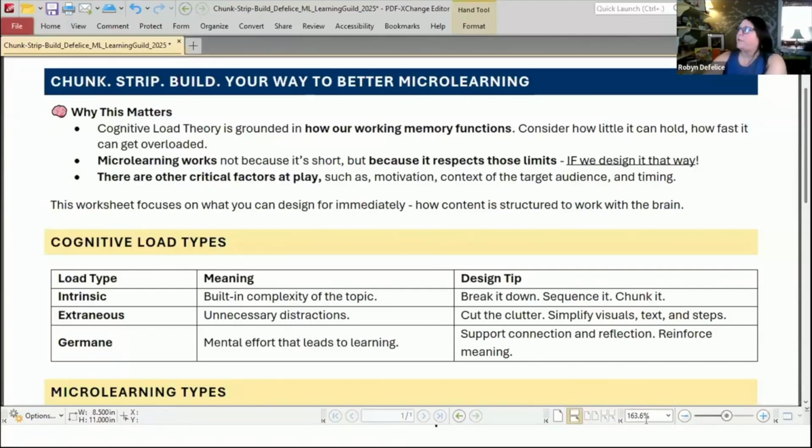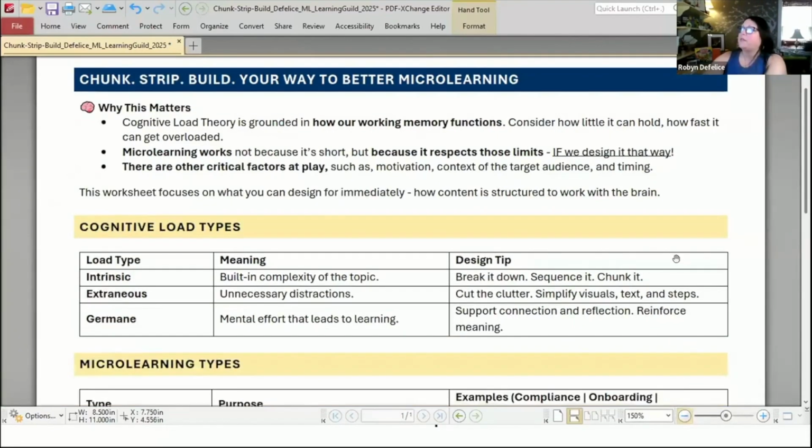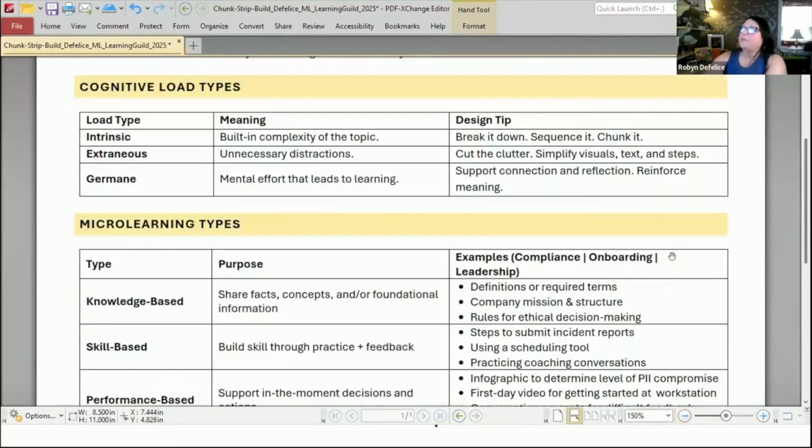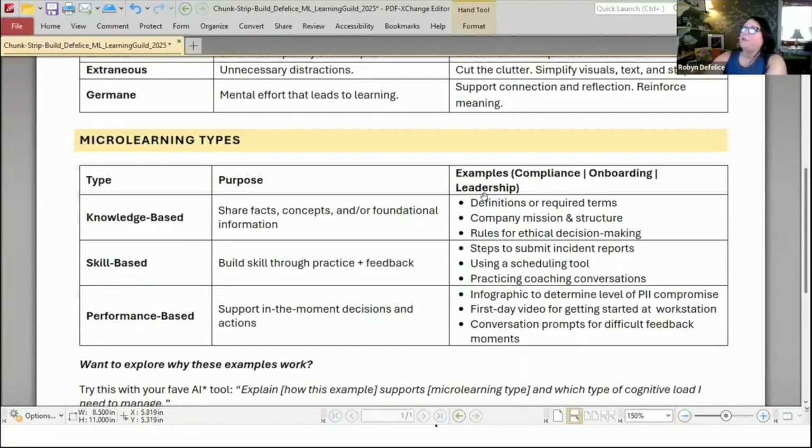But what I've created for you, and I'll reduce this a little bit, is the chunk strip build, your way to better microlearning. So I'm taking all the pieces we've been discussing today, and I've put them in here with some design tips. I've given you examples, and 3 common examples that I've seen over and over again for folks is training, microlearning being used for compliance, and onboarding and leadership. So I wanted to give you some examples of some very common ways that folks are utilizing microlearning.